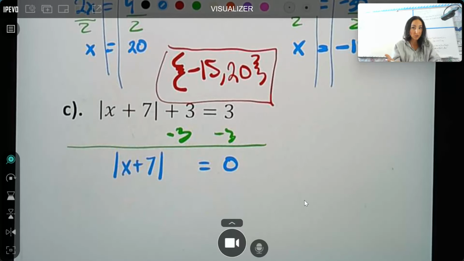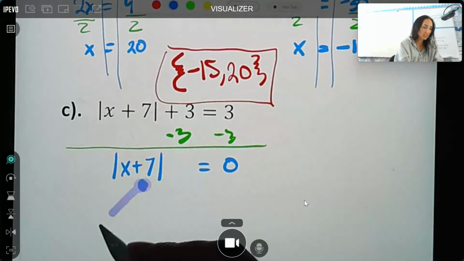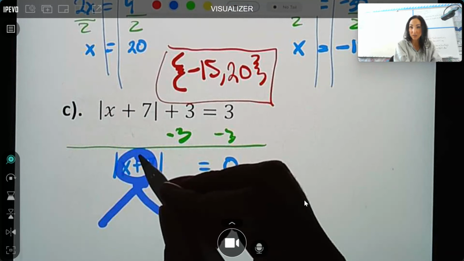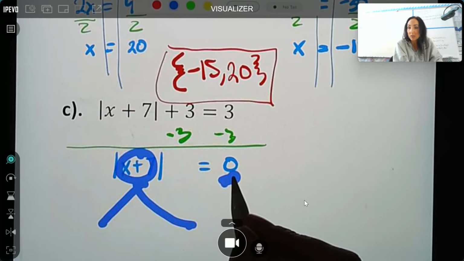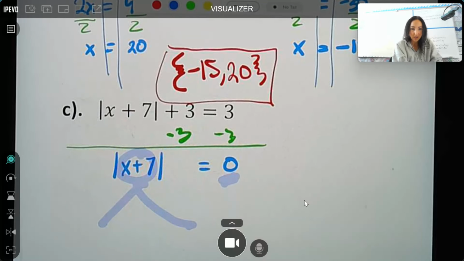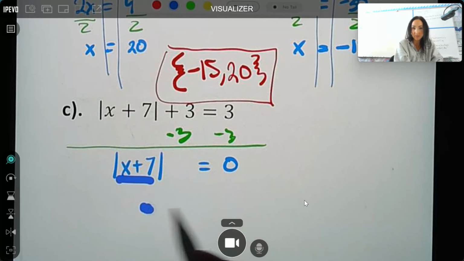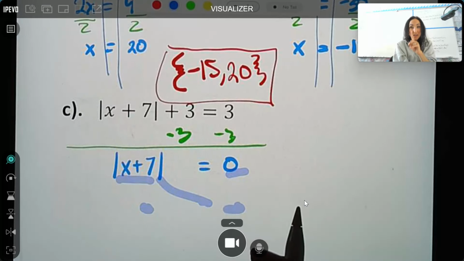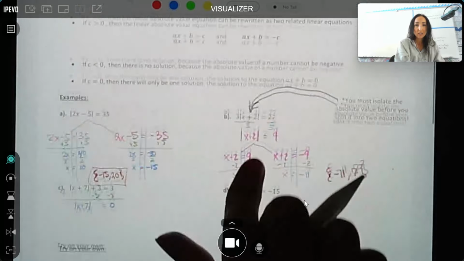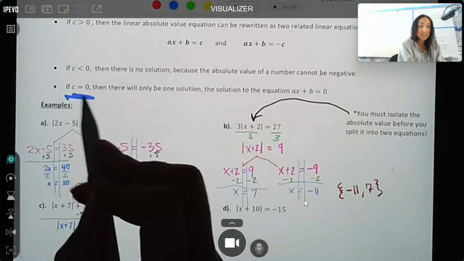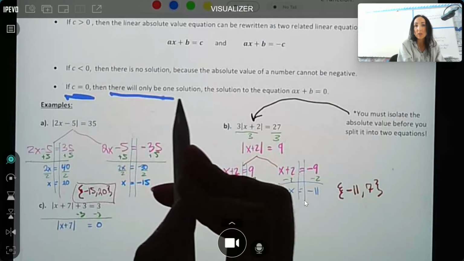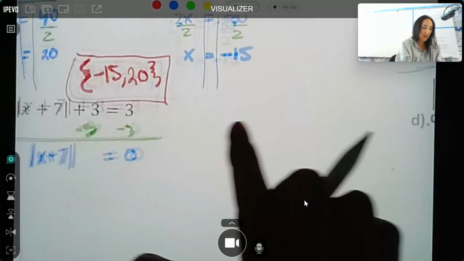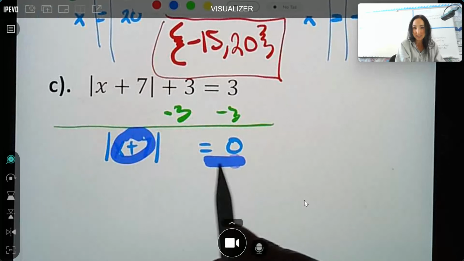Now, this is a special case because before I was splitting this into 2 scenarios, like it could have been positive or negative inside, but there's no such thing as positive or negative 0. I'm not going to write x plus 7 equals positive 0 and x plus 7 equals negative 0. This is a scenario where there's only going to be one answer. So at the top here, it does say if C equals 0, then there's only one solution. There's only one equation I'm going to have to solve for the absolute value to be equal to 0.